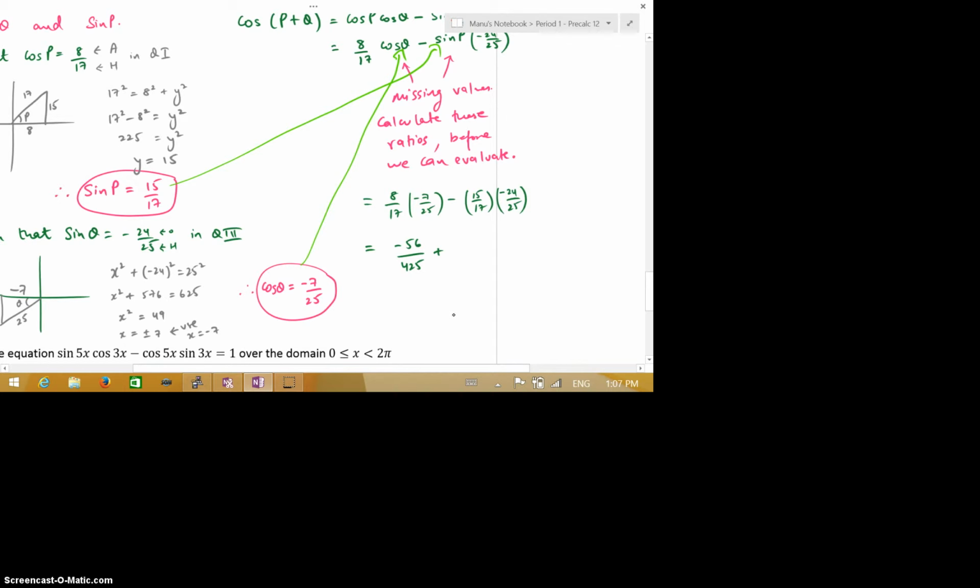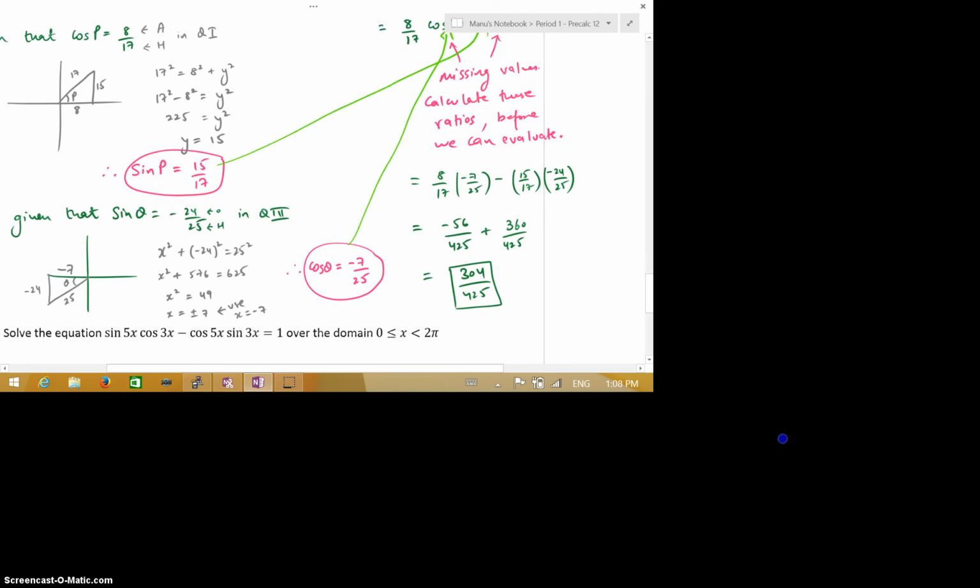Okay, so finishing up this question over here, we ended up with negative 56 4/25 plus 360 4/25, which reduces to 304 4/25. And I don't believe that can be reduced, so that's as far as we're going to go. We're going to leave it an exact value fraction. We're going to try and avoid decimals if we can and write it in exact value fraction.